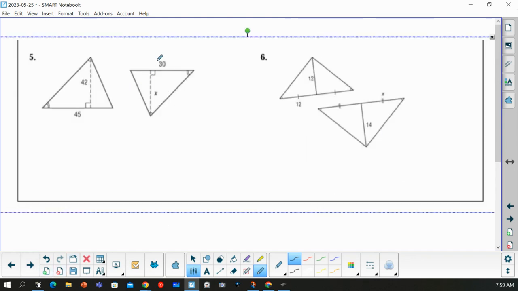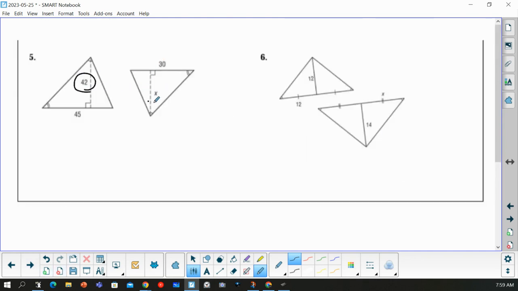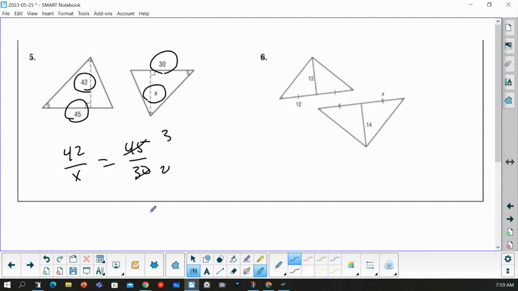And the last two here, 42 to the x, 45 to the 30. I'm going to simplify. I know that 15 goes into both of these. 15 goes into this twice. 15 goes into this 3 times. So 42 times 2 is 84. 3 times x, 3x. Divide both sides by 3. 84 divided by 3. That might work out.